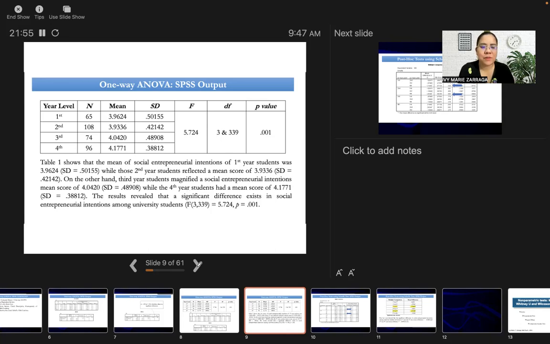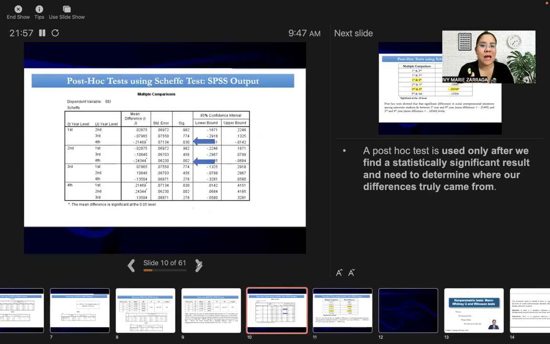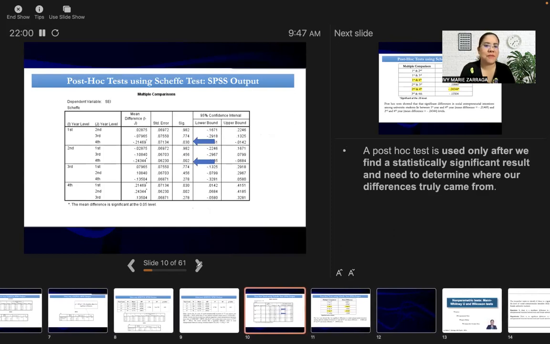That's why we have to analyze the output in SPSS for the post-hoc test using Scheffe test. So ito yung nakita natin, the table dun sa SPSS natin. And then, as I've said, para ma-check if it is statistically significant, just look for the sig value or the p-value. So sabi natin, if we have less than 0.05, it means it is statistically significant. So, yun ang hahanapin natin, yung mga less than 0.05 na p-value.